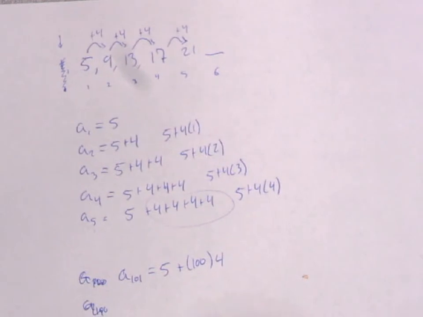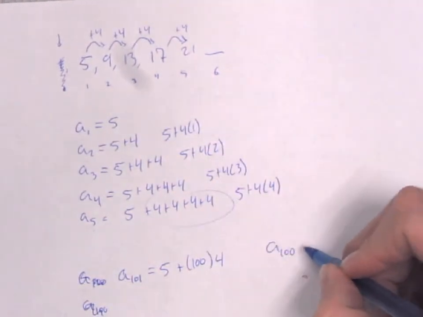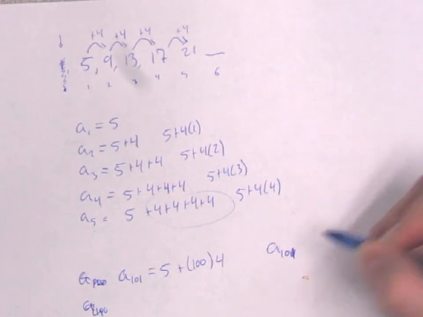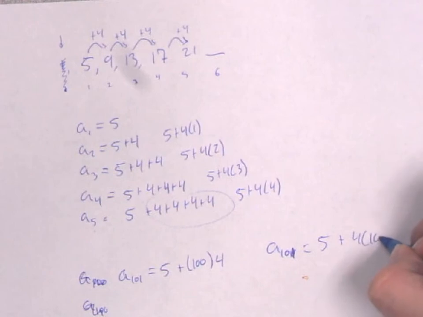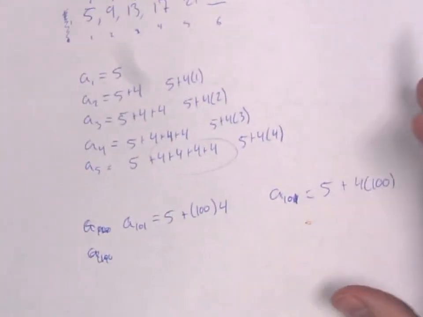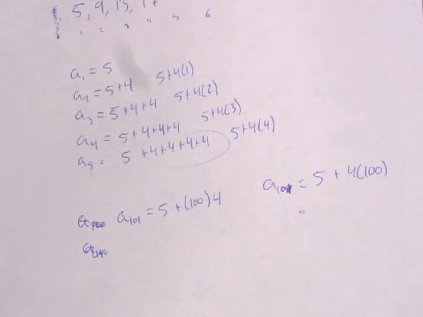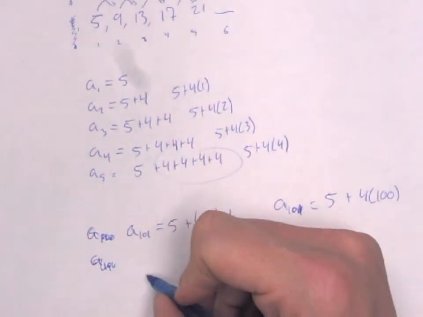Okay? You could write this another way. I kind of am inconsistent with how I'm writing it, but A of 101, you could also write it 5 plus 4 times like 100, right? So you're still adding 4s, you're just adding 100 of them all at the same time. Okay? So let's say you wanted to write just a formula for any term, right? For any term that you want.